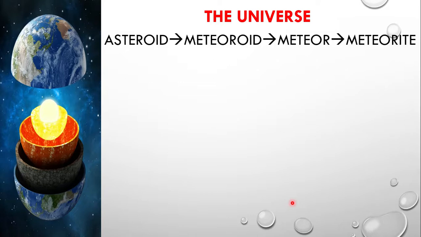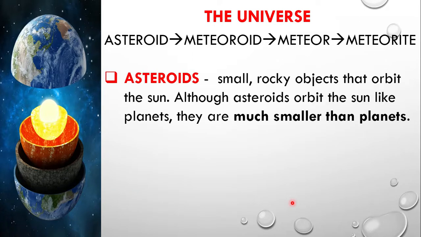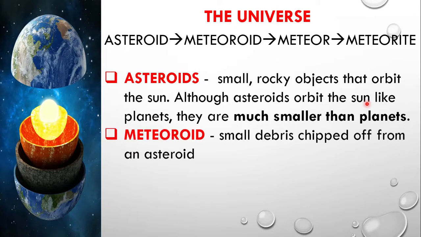Now let's proceed with the difference between asteroid, meteoroid, meteor, and meteorite. Kalahian ani nila. Kung may tag asteroid, katong nasa asteroid belt, di ba? These are small rocky objects that orbit the sun. Although asteroids orbit the sun like planets, they are much smaller than planets. Okay? Tawagon nato siyang meteoroid pagka ang asteroid nag-crack siya o nabungkag ang isa ka asteroid, katong mga debris from the asteroid is what we call the meteoroid.